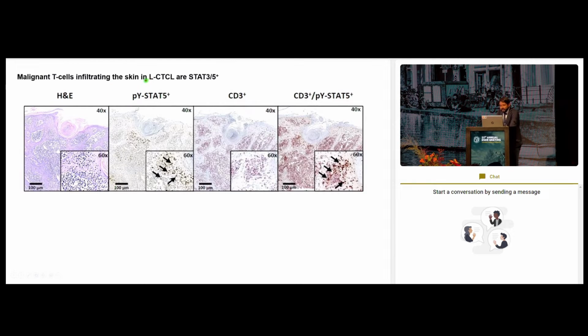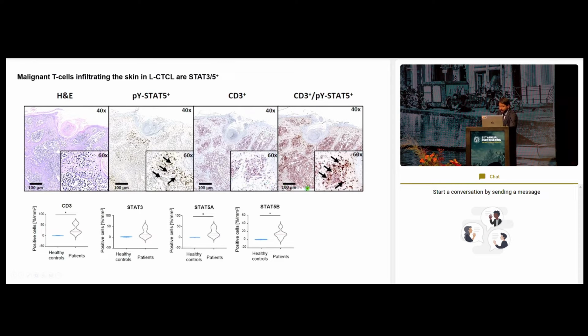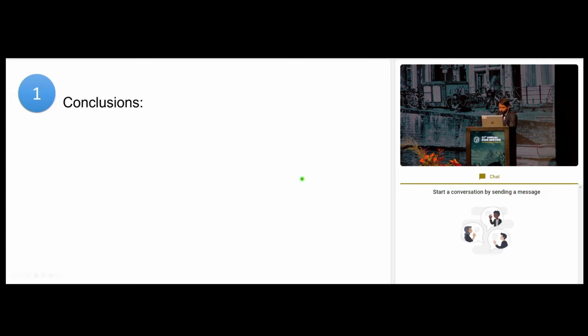Moving on, the malignant T cells infiltrating the skin. We looked at the skin biopsies, and we see the same picture. Here you can see phosphoSTAT5 positive cells and CD3 positive cells, and they overlay quite nicely in this dual staining. Indeed, the patients have a high CD3 infiltration which is STAT3 positive, STAT5A positive, STAT5B positive, and the cells are also phosphoSTAT5 positive.